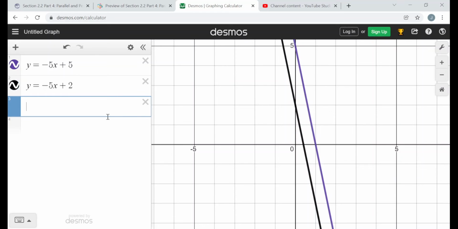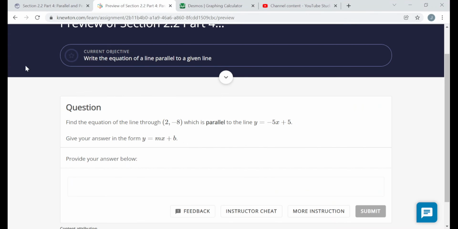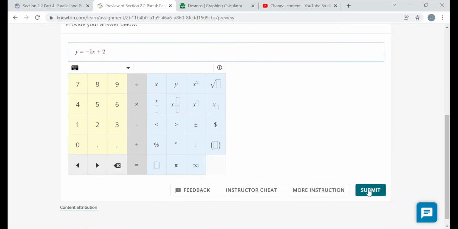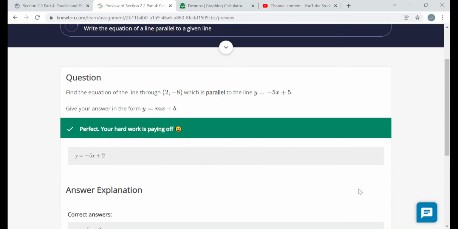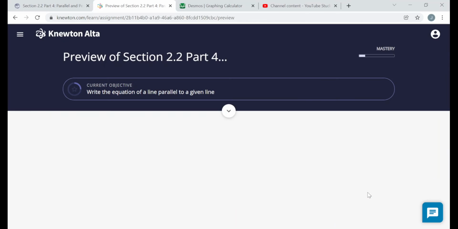And let's just make sure that the point 2, negative 8 is on that second line. So I put the point 2, comma, negative 8. Maybe we'll label it and see that it's on the black line. Look at that. So there's our line going through 2, negative 8 and parallel to the purple line they gave us. So the equation I wrote is correct. So down here, y equals negative 5x plus 2. Great. Again, please read through the answer explanations. Next.